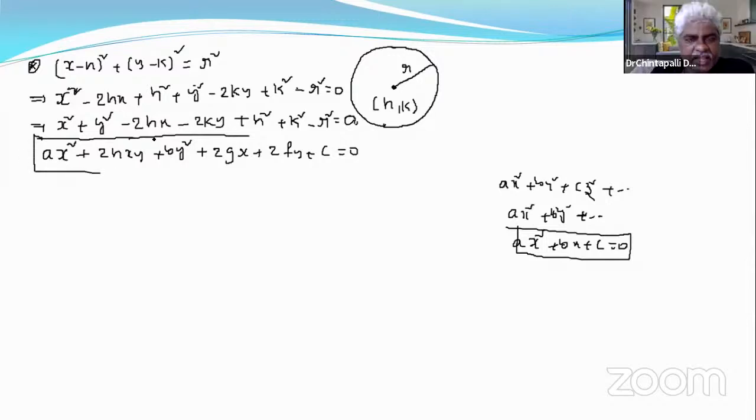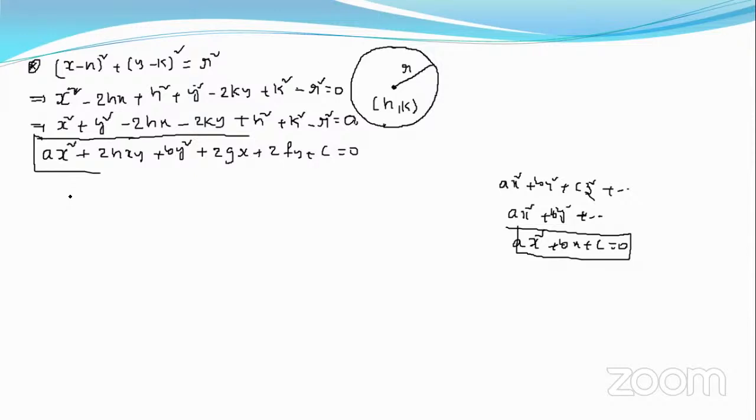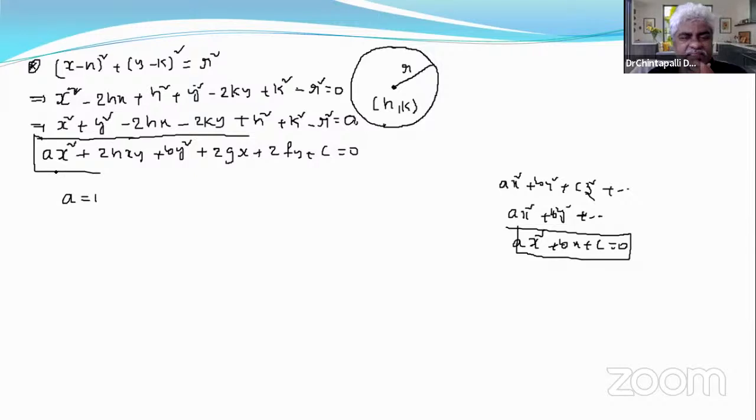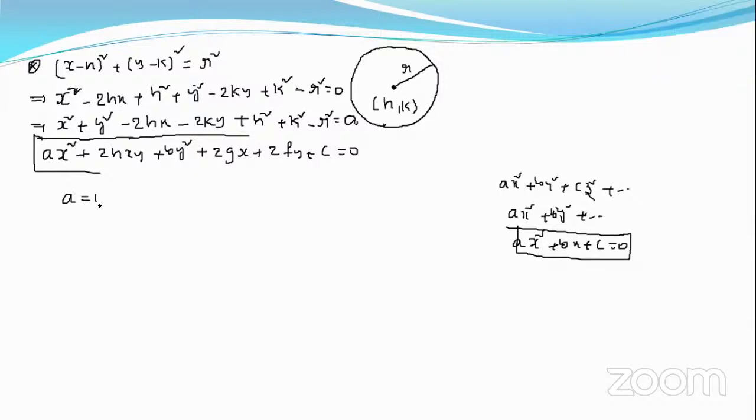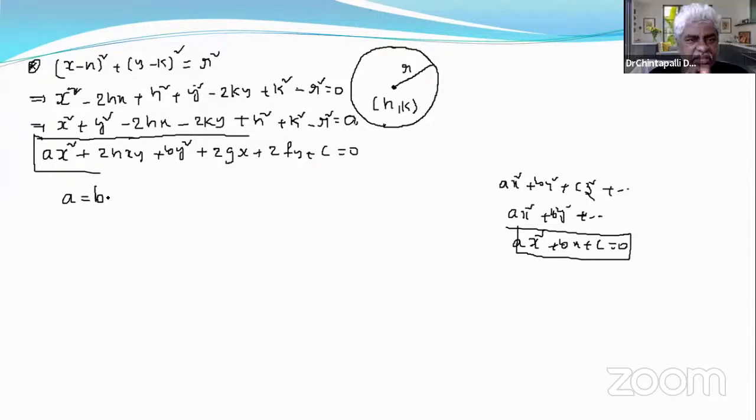Right. Compare our equation with the general equation. Yes. A is equal to 1. Got it? That is x square, it is ax square. When we compare these two equations, we got a is equal to 1, and b is equal to 1. That is a is equal to b is equal to 1, right? Yes.